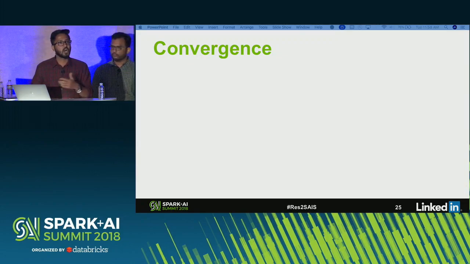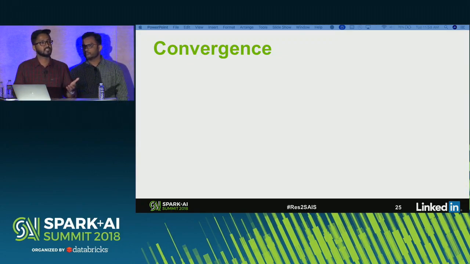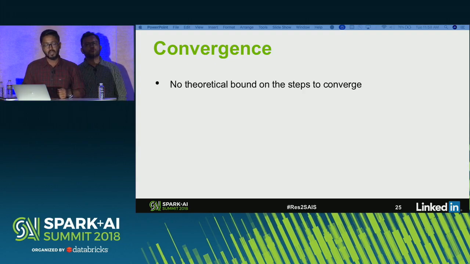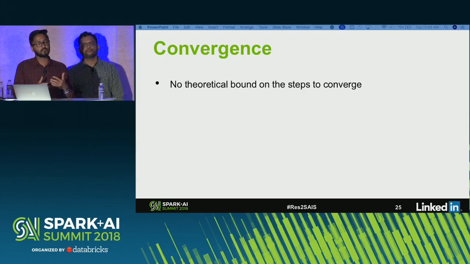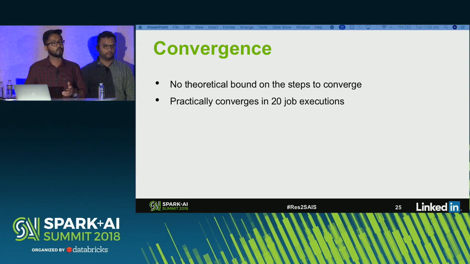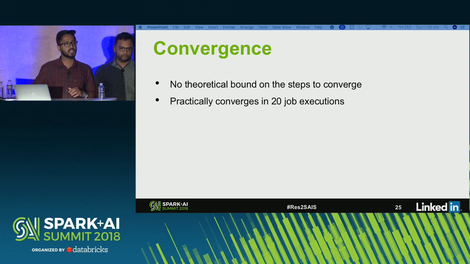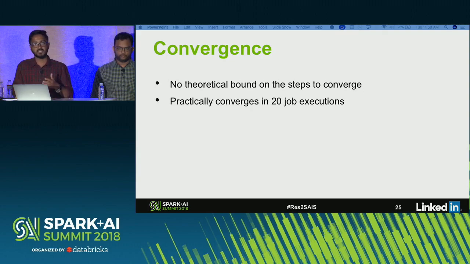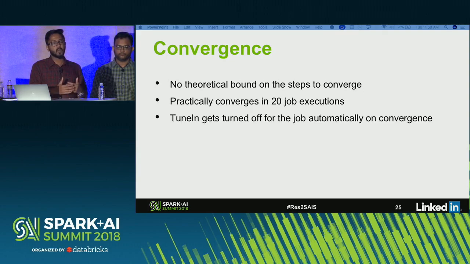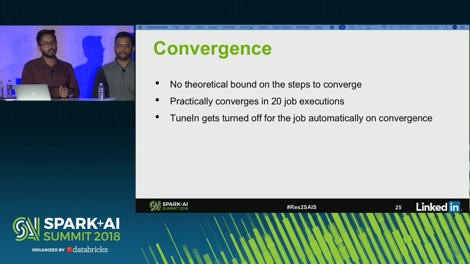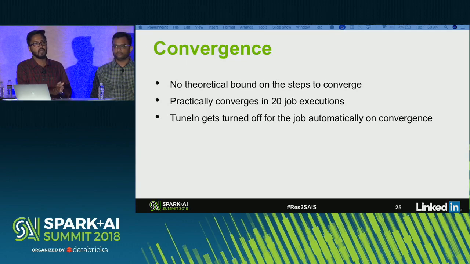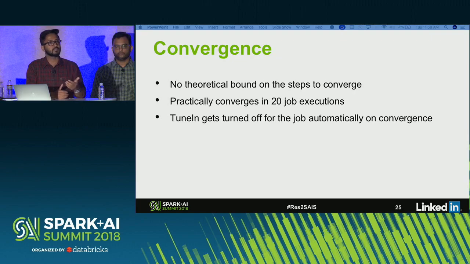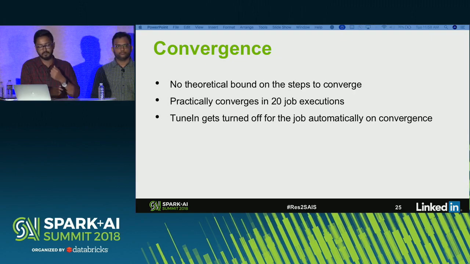Talking about convergence, how much time does it take to reach the optimal configuration? Well, there's no theoretical bound on the number of steps that are needed to converge, but what we found was that in practice, in 20 odd executions, these parameters converge to an optimal value. And once that optimal value is reached, we turn off the tuning and we remember the optimal value. In all the subsequent executions, we recommend the optimal parameter set.